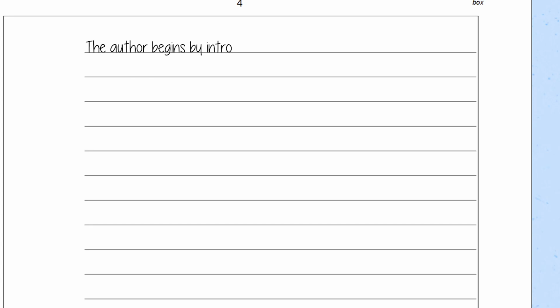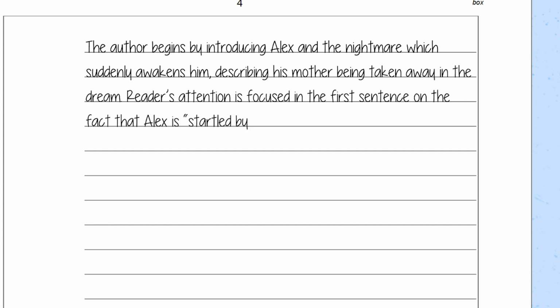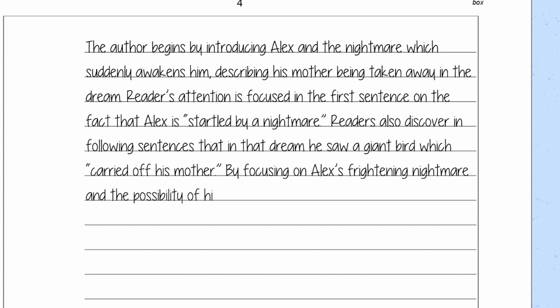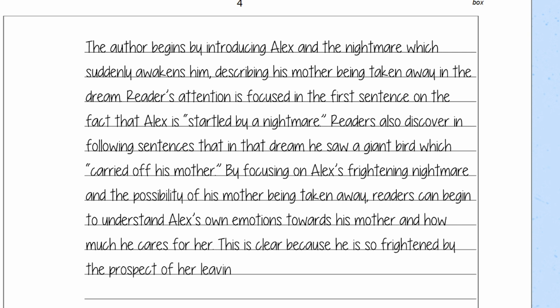Here's an example paragraph. The author begins by introducing Alex and the nightmare which suddenly awakens him, describing his mother being taken away in the dream. Readers' attention is focused in the first sentence on the fact that Alex is startled by a nightmare. Readers also discover in following sentences that in the dream he saw a giant bird which carried off his mother. By focusing on Alex's frightening nightmare and the possibility of his mother being taken away, readers can begin to understand Alex's own emotions towards his mother and how much he cares for her. This is clear because he is so frightened by the prospect of her leaving.